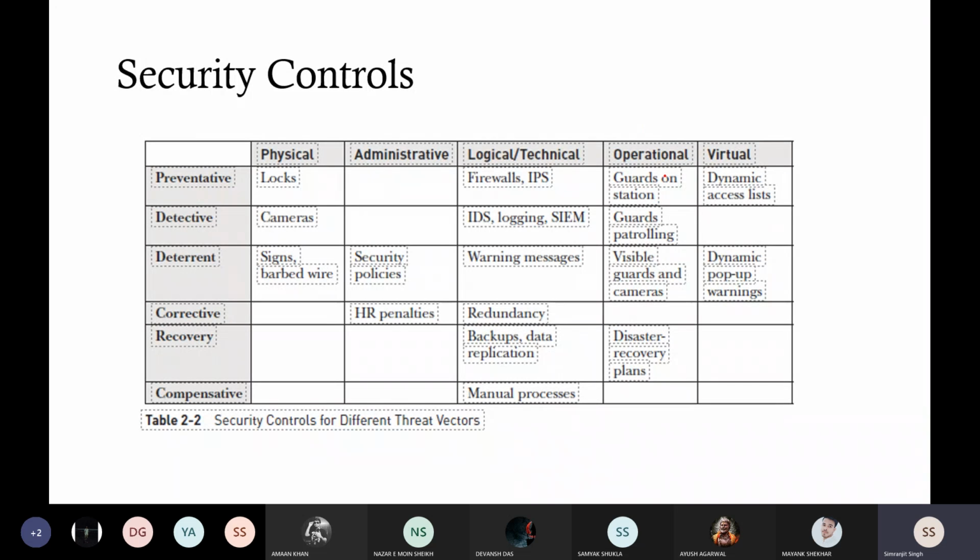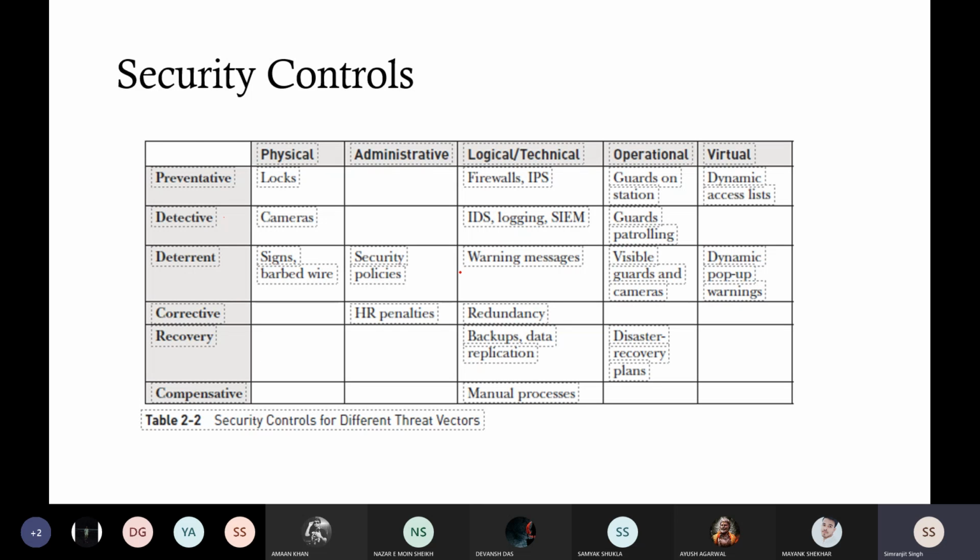You can place guards on the station. Virtually, you can write a dynamic access list. In a similar way, there are several types of security controls: preventative, detective, deterrent, corrective, recovery, and compensative.